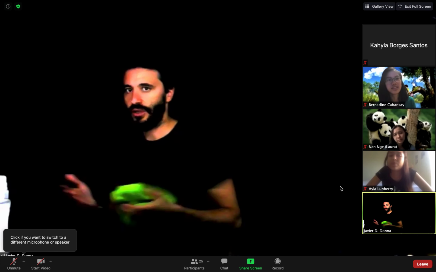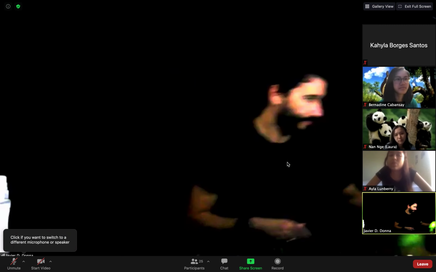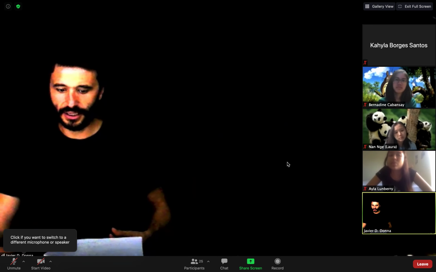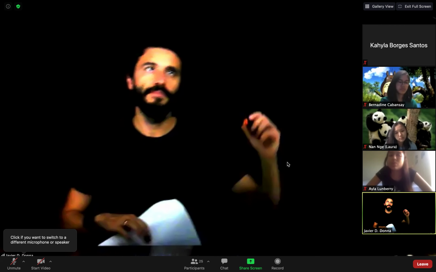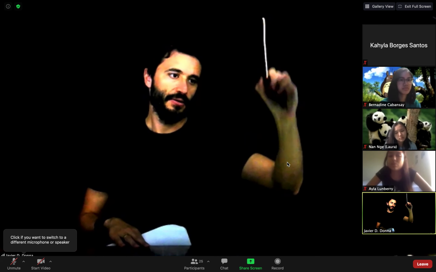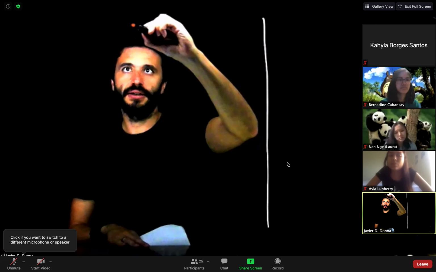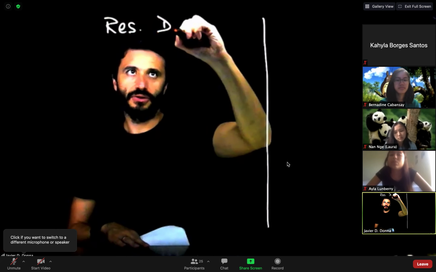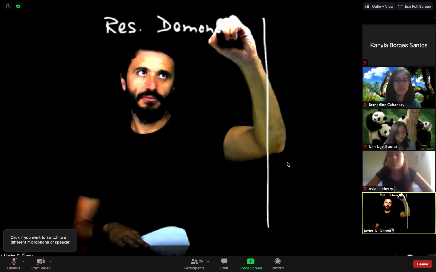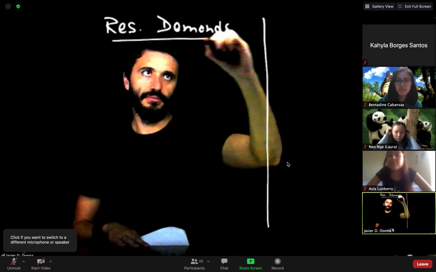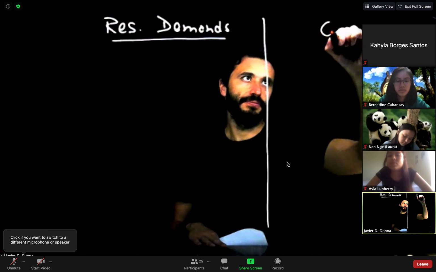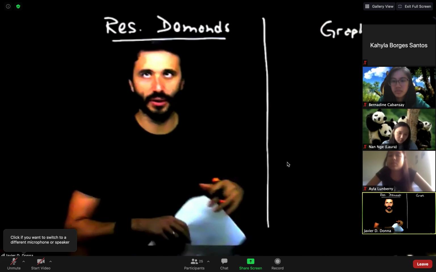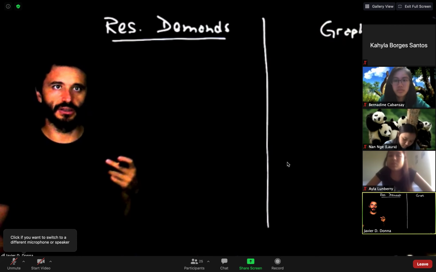As we are just working with any demand function, let's see how the residual demands look. I'm going to divide this into two. I'm going to put here residual demand, and here the graph of the residual demand. But let's first see how it goes.